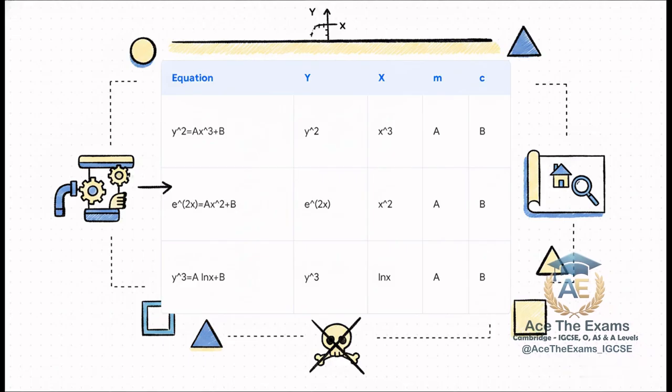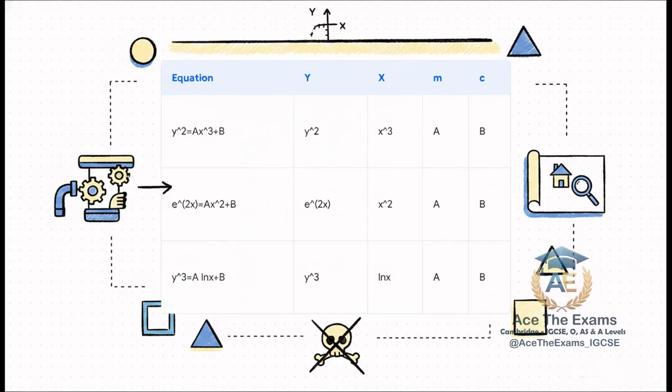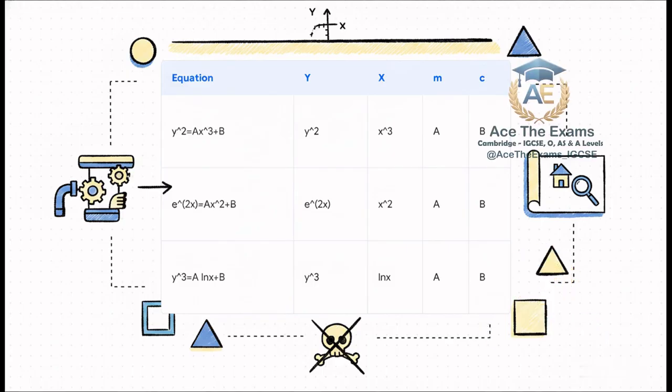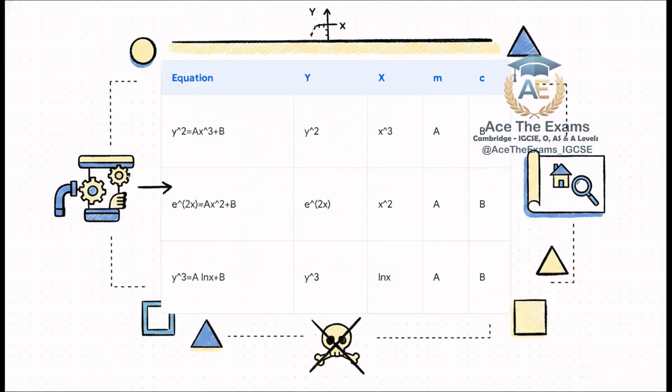Listen, if you can visually map any wild complex equation they give you onto the simple skeleton of y equals mx plus c, you have completely neutralized the threat. You control the math, the math doesn't control you.